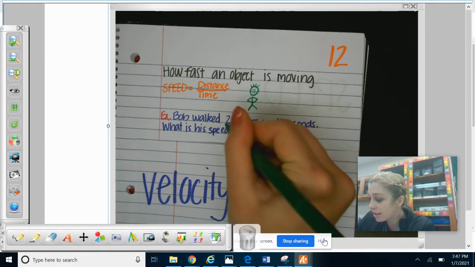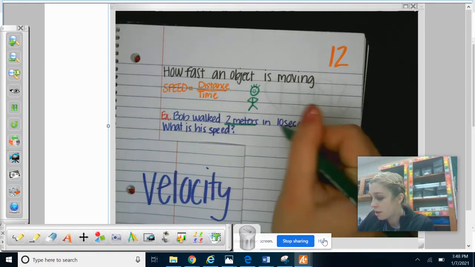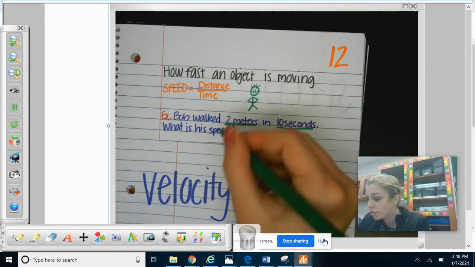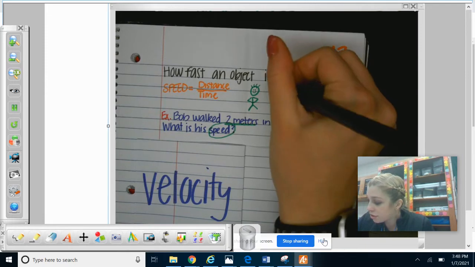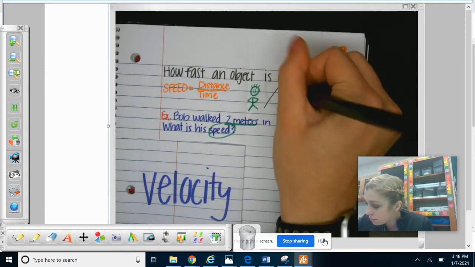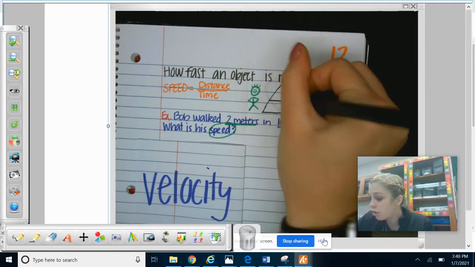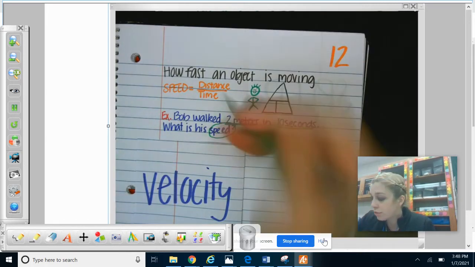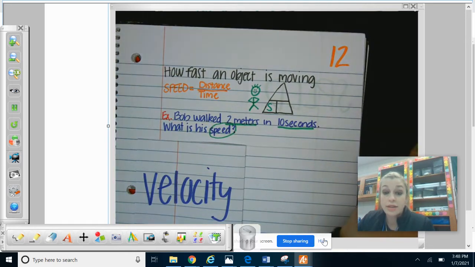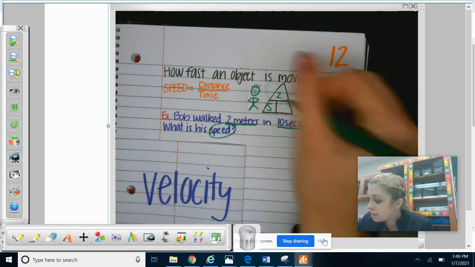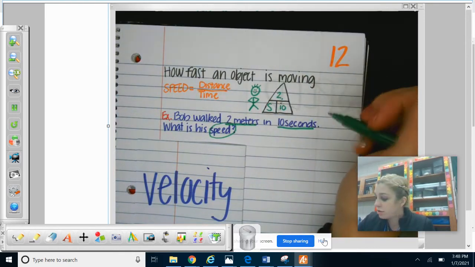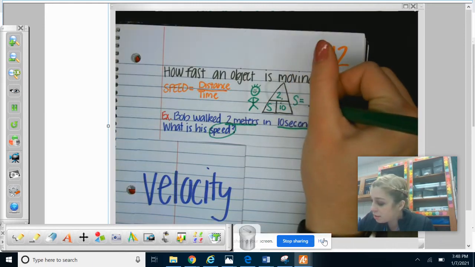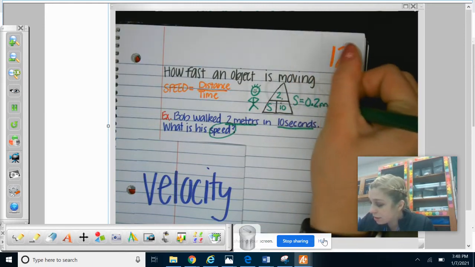I always underline what I'm given. So I'm underlining 2 meters. I'm underlining 10 seconds. I always circle what I'm looking for. I'm looking for speed. So then, when I make my triangle, I know already that I'm looking for speed. I know that the distance is 2 meters and the time is 10 seconds. I know I will divide because they're on top of each other. So that means Bob's speed was 0.2 meters per second.